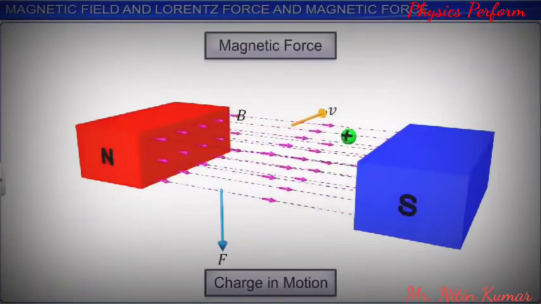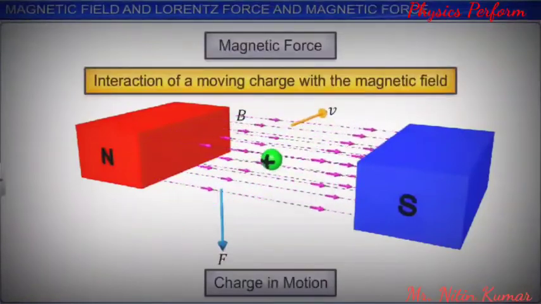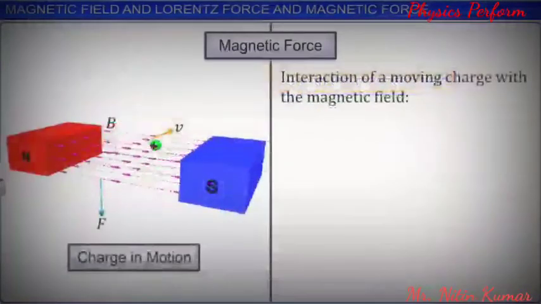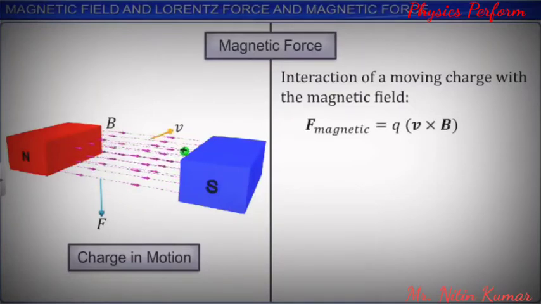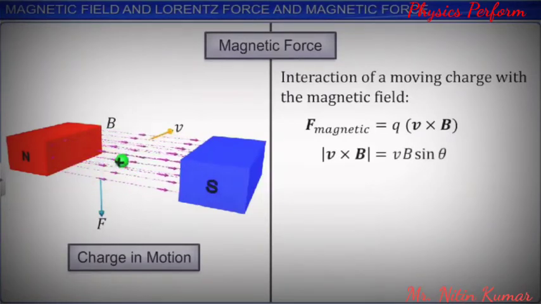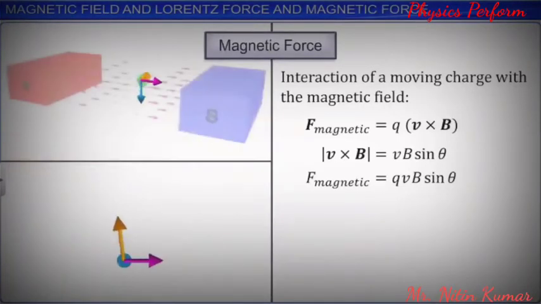Now, let us discuss in detail the interaction of a moving charge with the magnetic field. As you know, the force experienced by a moving charge due to the magnetic field is F magnetic equals Q into V cross B. As V cross B is equal to VB sin theta, the magnetic force on charge F magnetic is equal to QVB sin theta, where the angle between the directions of V and B is theta.